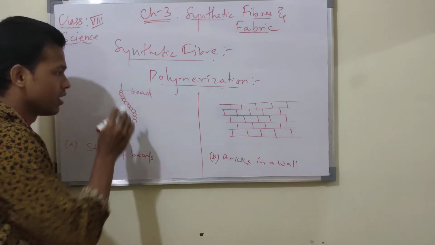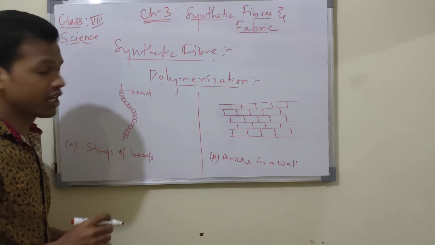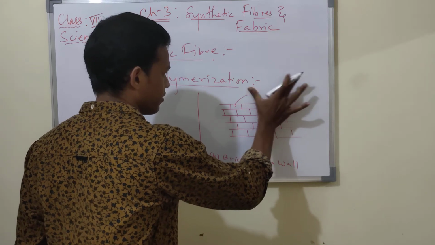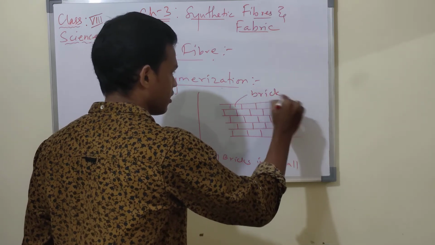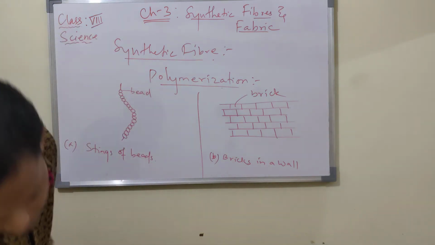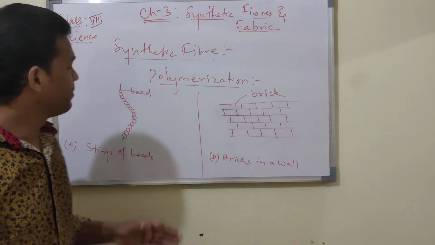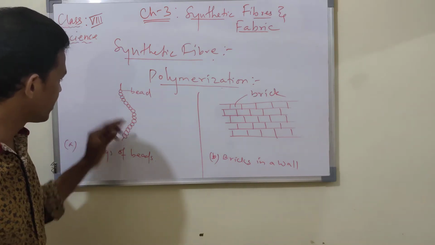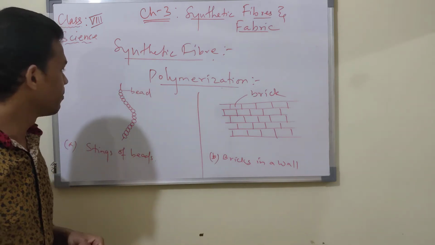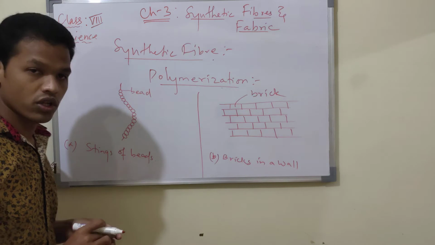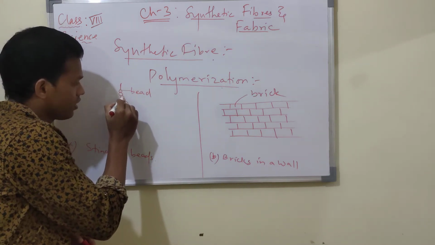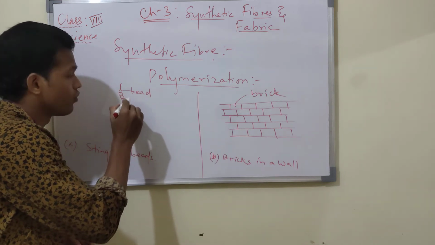These are called beads. Beads are kept in a thread. Got it now? So this is called bricks. You can say brick. What happened here? In a string of beads, there are many beads which are arranged together, kept in order, to form a string of beads.